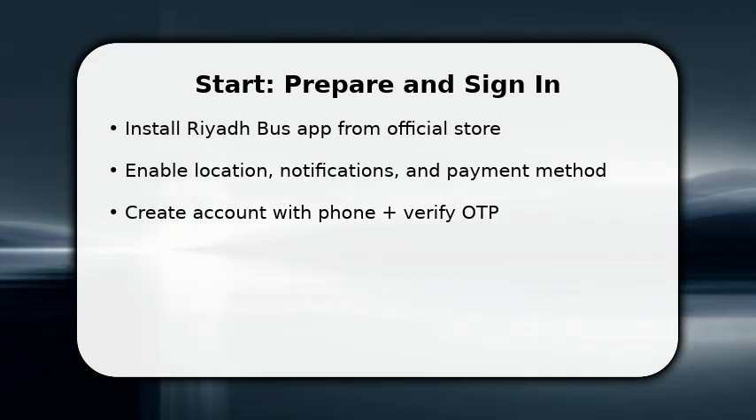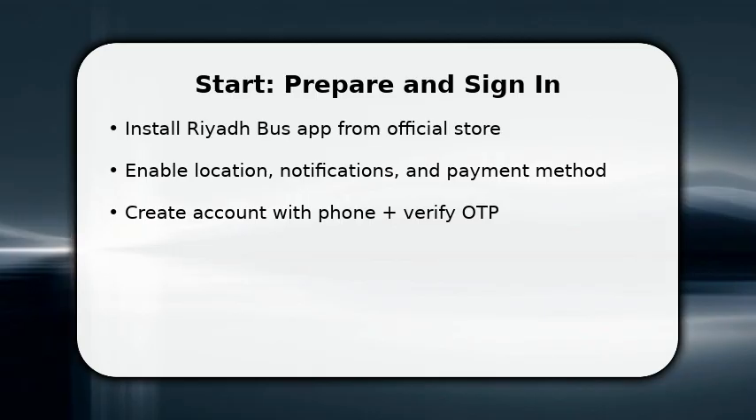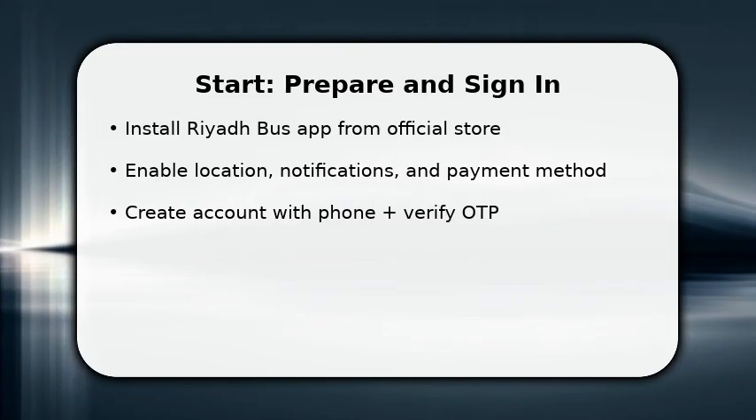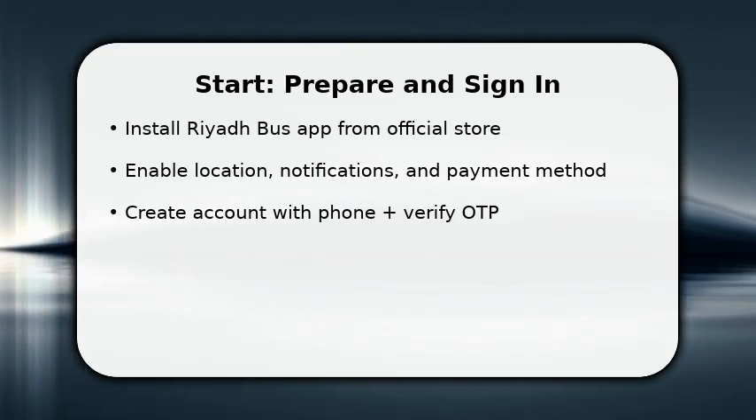Next, create your account using your phone number and verify the OTP. This links trips to your profile for receipts and transfers. Make sure to set preferred language and transport card settings so the app displays fares and routes that match your needs.